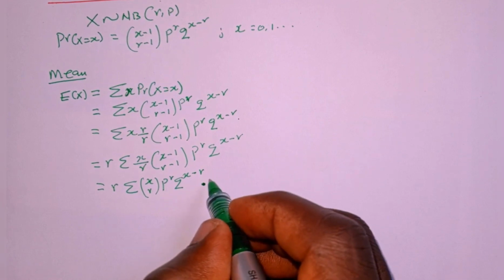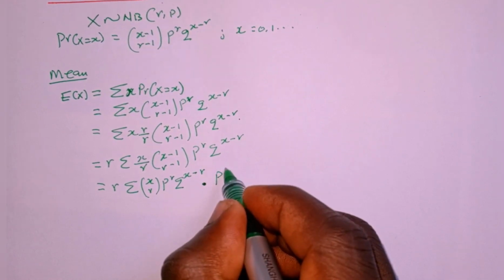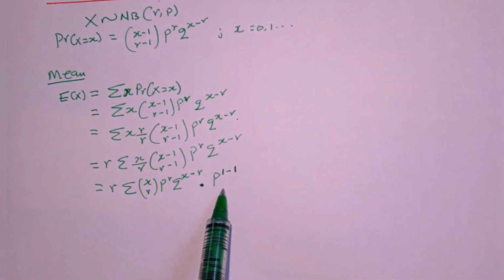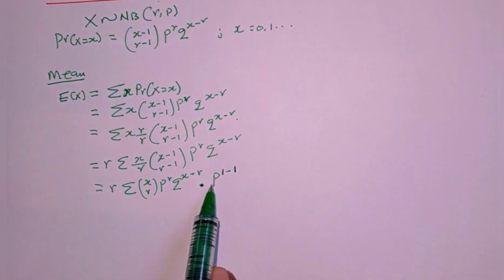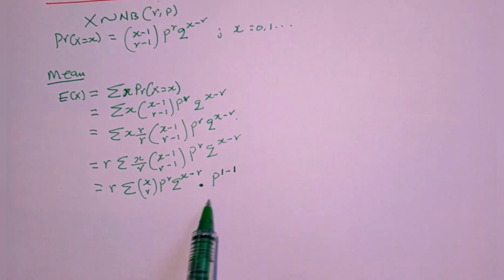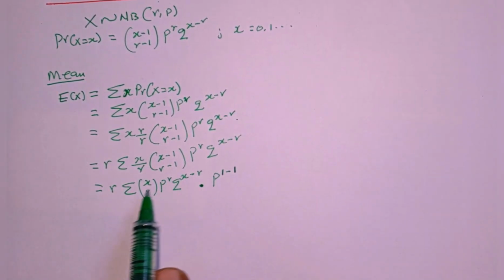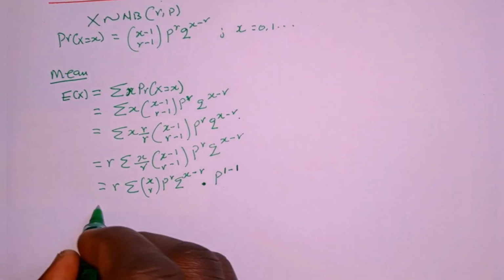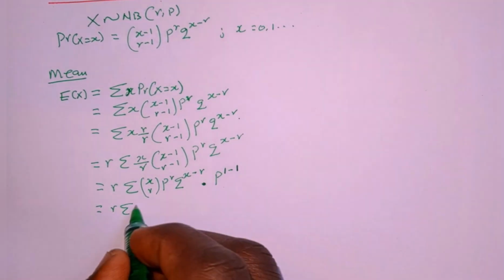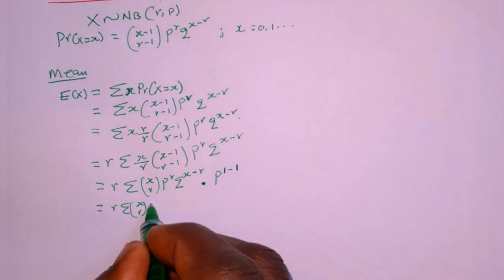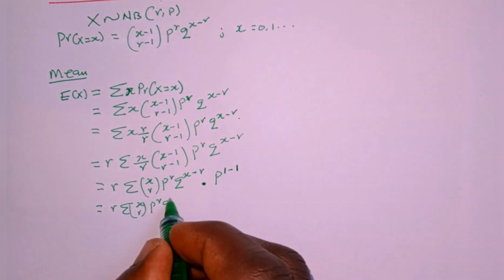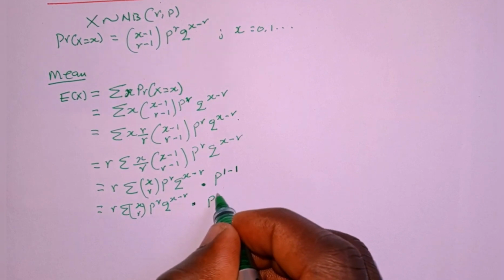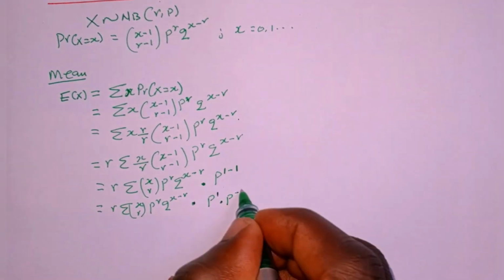But here we are going to introduce something: p raised to the power of 1 minus 1. Do you know that p raised to the power of 1 minus 1 is the same as 1? Because 1 minus 1 is 0, and any number or variable raised to the power of 0 is 1. So if you multiply that 1 by everything here, it will give us the same thing. Nothing changed. So this equals r summation of x combination r, p raised to the power of r, q raised to the power of x minus r, multiplied by p to the power of 1 multiplied by p to the power of minus 1.